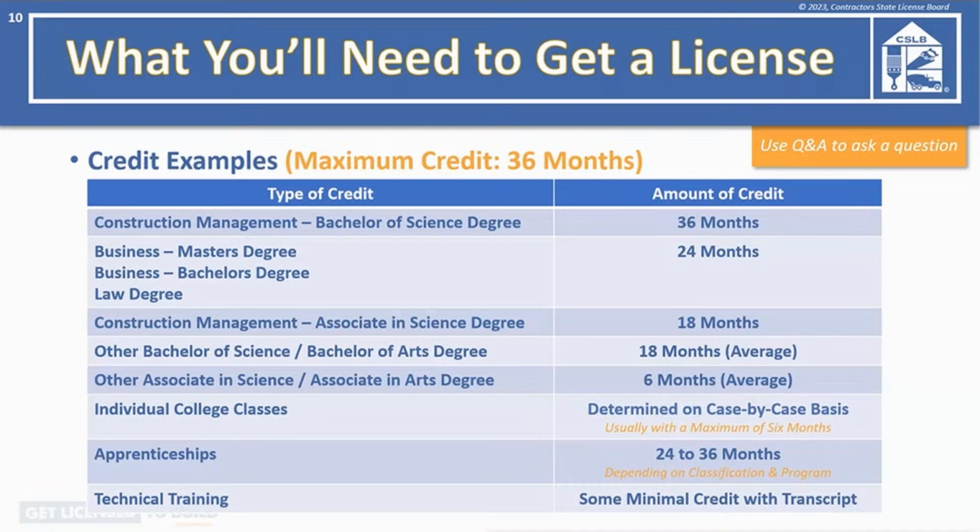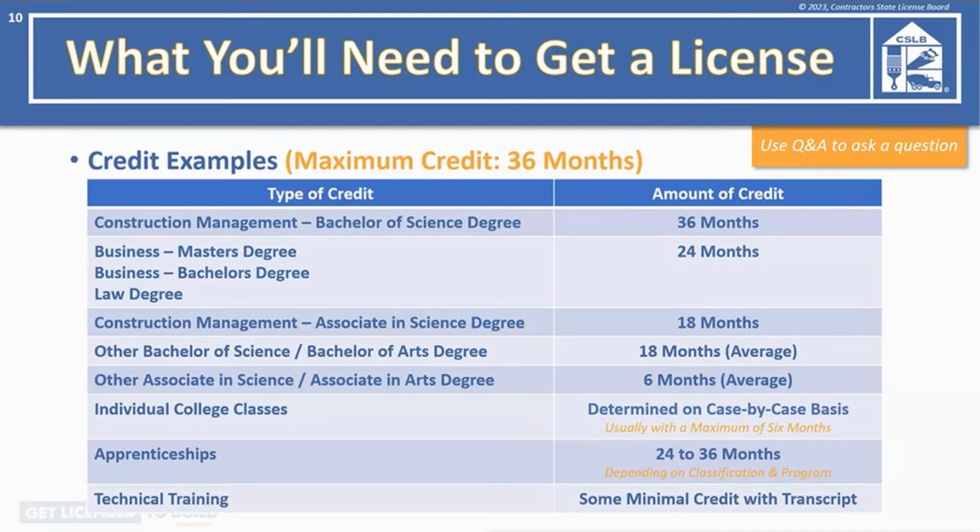Apprenticeship completion certificates will get you 24 to 36 months, depending on the classification of the program. For example, a sheet metal worker apprenticeship gets you 24 months credit for the C20 HVAC or C43 sheet metal classifications only. A lineman apprenticeship gets you 36 months in C7 low voltage and C10 electrical classifications only.